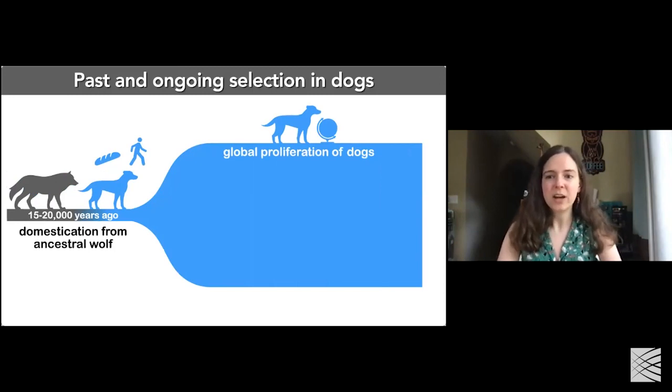The majority of dogs worldwide live near human settlements, but don't necessarily live in human homes. And often these dogs are called village dogs or street dogs. And in some sense, they are kind of the default dog in the species.